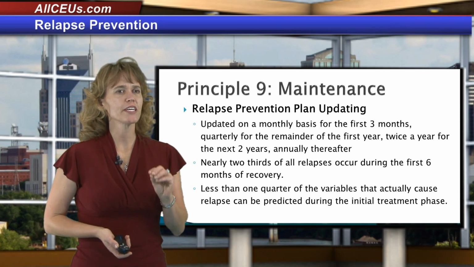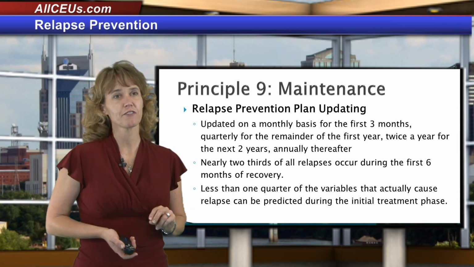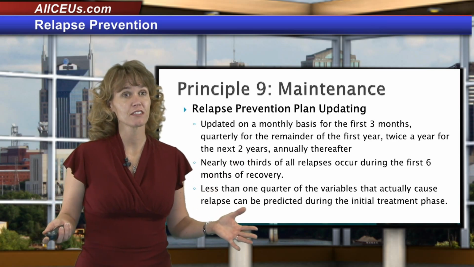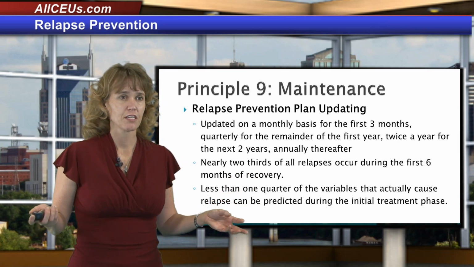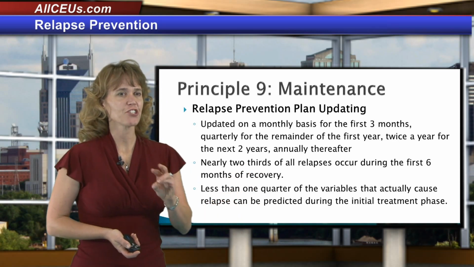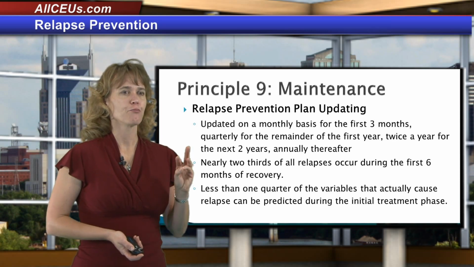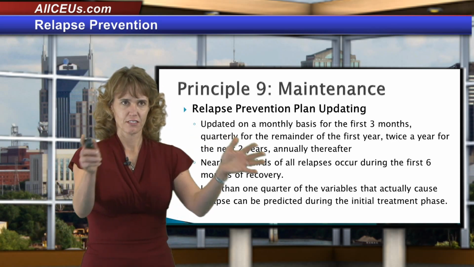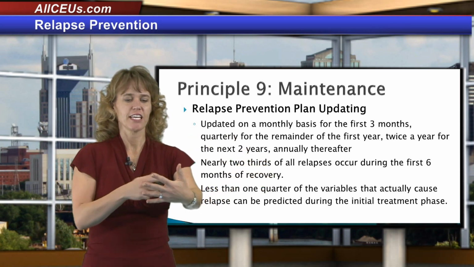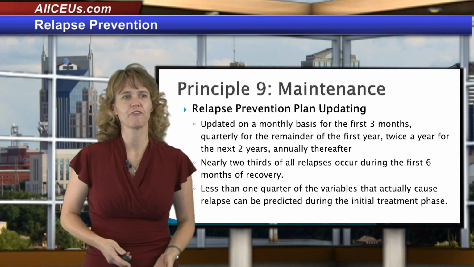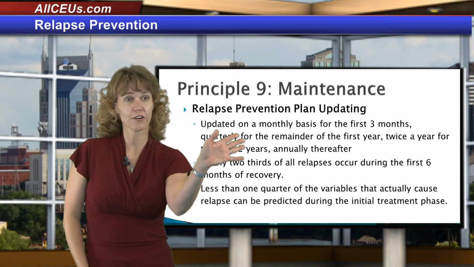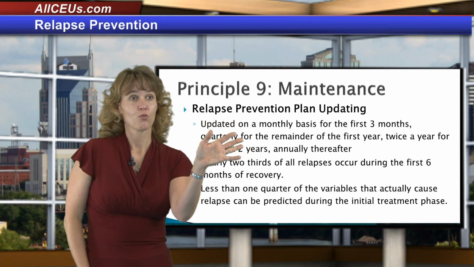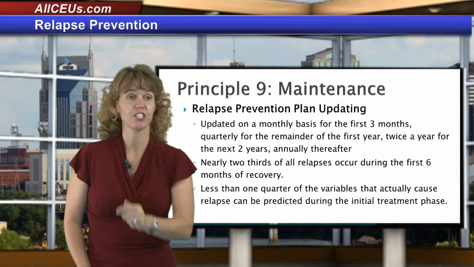Nearly 2/3 of all relapses occur during the first 6 months of recovery. It's important to let our clients know this so they can be ever vigilant. Less than 1/4 of the variables that actually cause relapse can be predicted during the initial treatment phase. So, they're in the initial treatment phase, they do their relapse warning signs and relapse prevention plan. Less than 1/4 of their triggers are going to be on that list, which is why they need to update it so much initially.